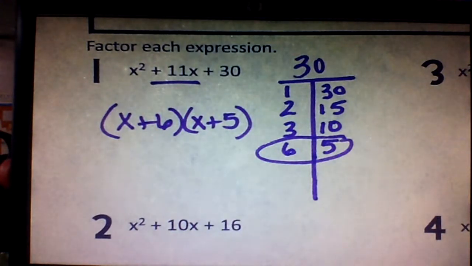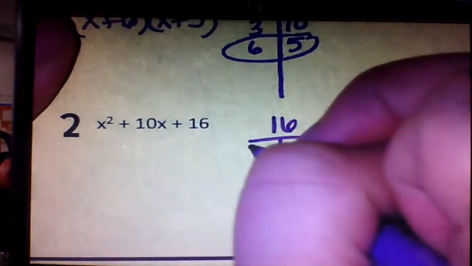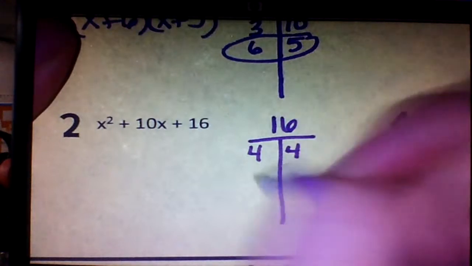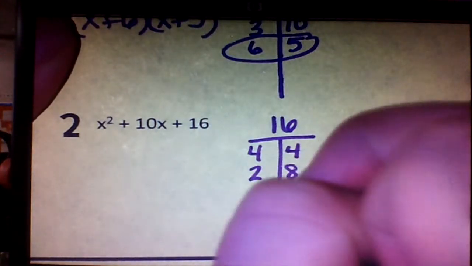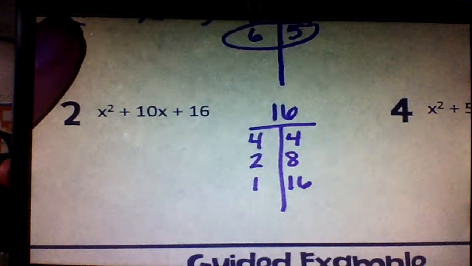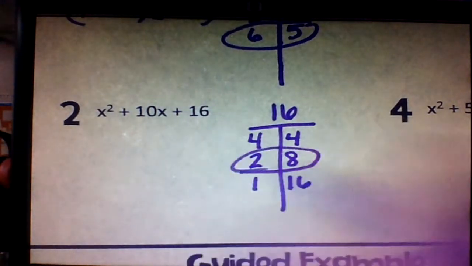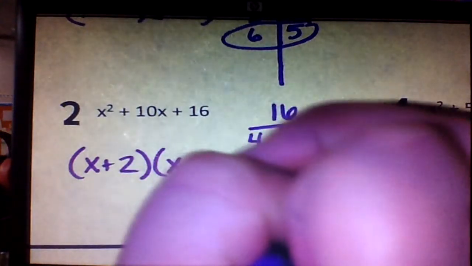Next one's hard. There's another one. Okay? 16. What do we got? 4 and 4, 2 and 8, 1 and 16. That's it. Okay? Which ones go together to give me 10? 2 and 8. So x plus 2, x plus 8.